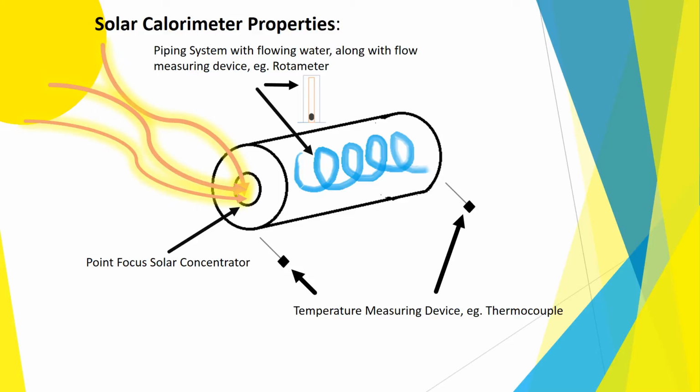There are many different types of solar calorimeters. In this presentation, we will look at a simple calorimeter consisting of a body which separates the system from its environment, a piping system where water flows through, a solar concentrator, and a temperature measuring device. In our example, we will use a rotameter for measuring flow rate of water and thermocouples for measuring temperature.